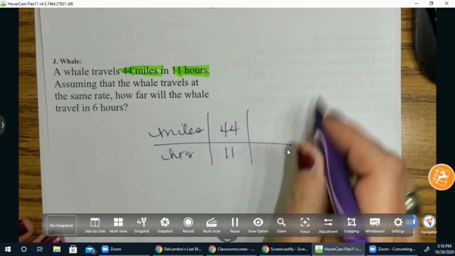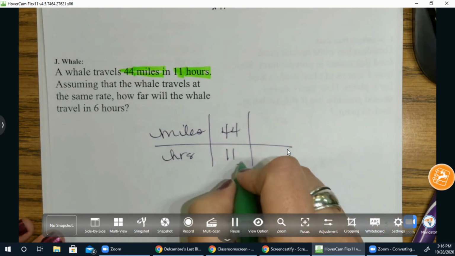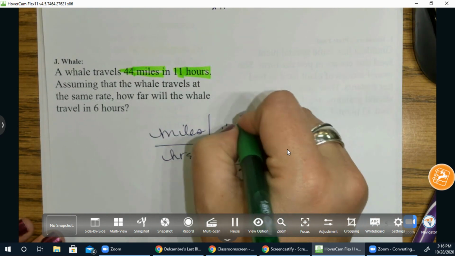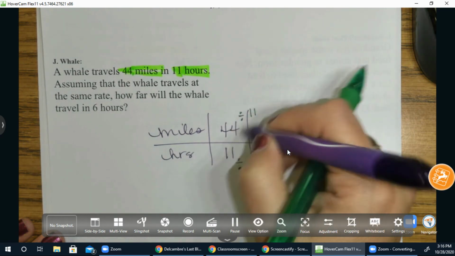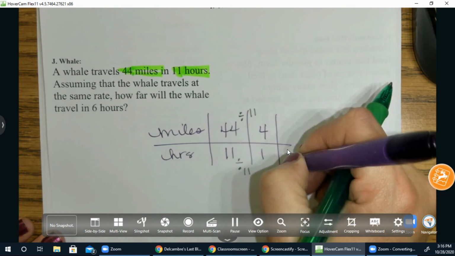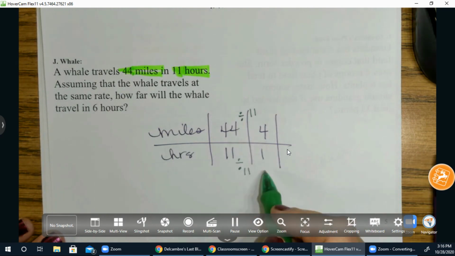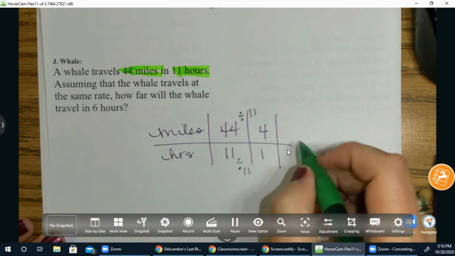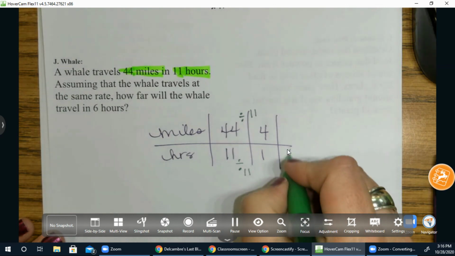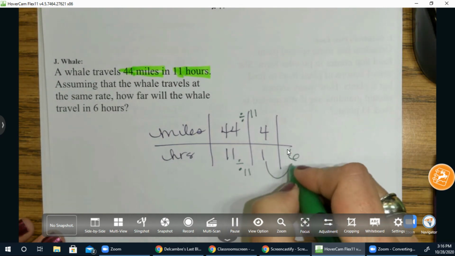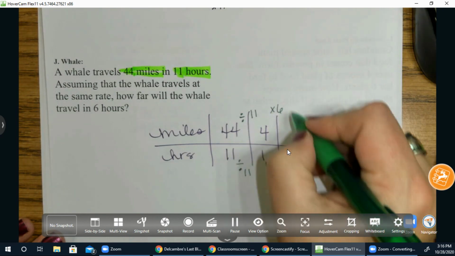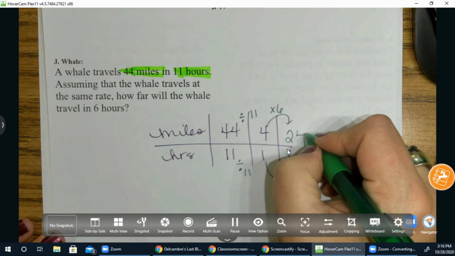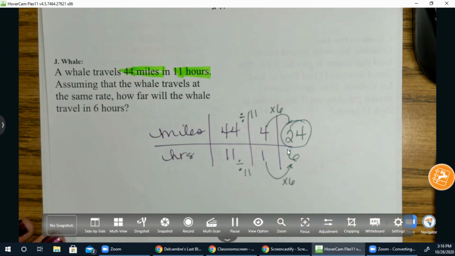Well, look, I can figure out what 1 hour is going to be by dividing both of them by 11, so I can find the unit rate. 11 divided by 11 gives me 1, and 44 divided by 11 gives me 4. So that whale can travel 4 miles per hour. But I need to figure out what 6 hours is going to be. So I would take 1, multiply it by 6, and do the same to 4, multiply by 6, and they would travel 24 miles in 6 hours.